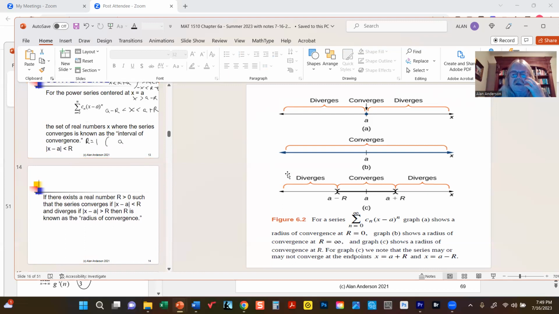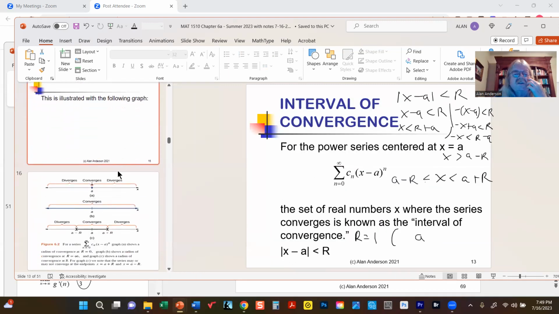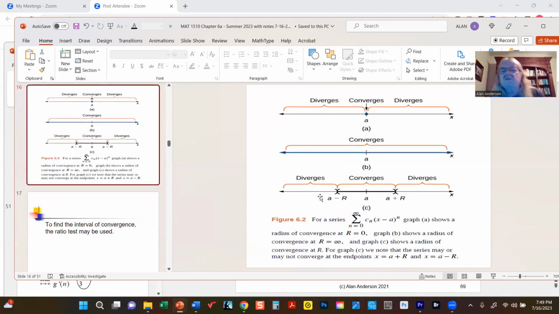Okay. So the third case is this one, where there's a specified range of values within which it converges, but everywhere else it diverges. So those are the three possibilities: only at a, everywhere, and only in that interval.